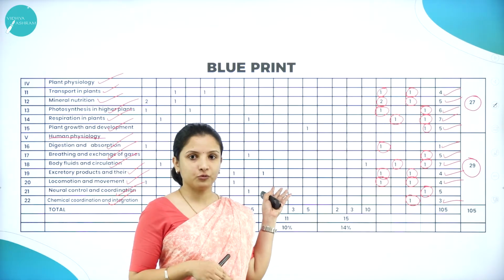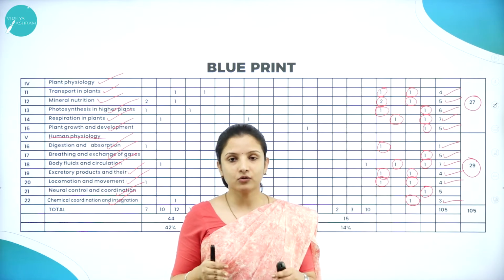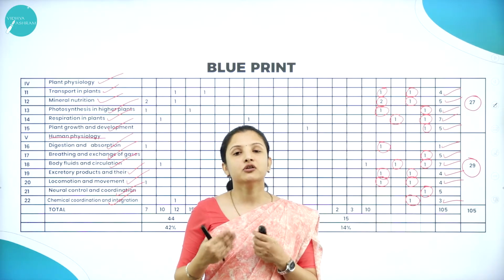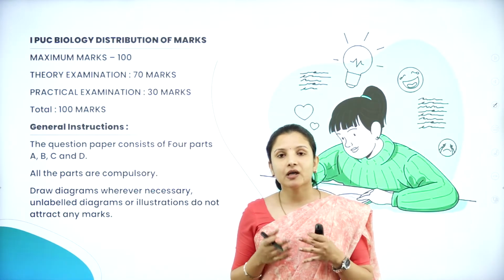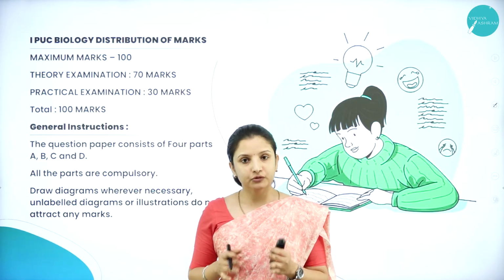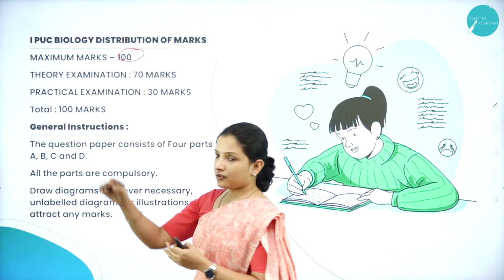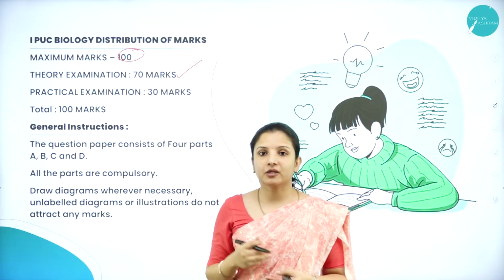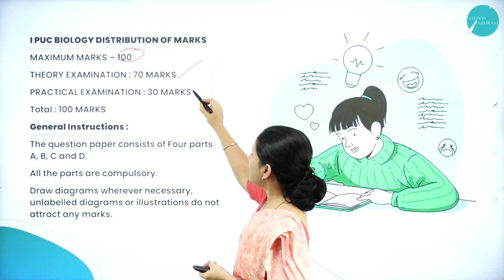But in spite of this blueprint, my suggestion is to study the entire textbook and be thorough, understand the concept, because if they ask analysis kind of questions also, you will be able to answer them very well. So let's see how the marks in the question paper are divided. The whole first PUC exam will be for 100 marks, wherein theory, that is the writing part, will be for 70 marks, and the practical examination, wherein you'll perform the experiment and score based on that, will be for 30 marks.